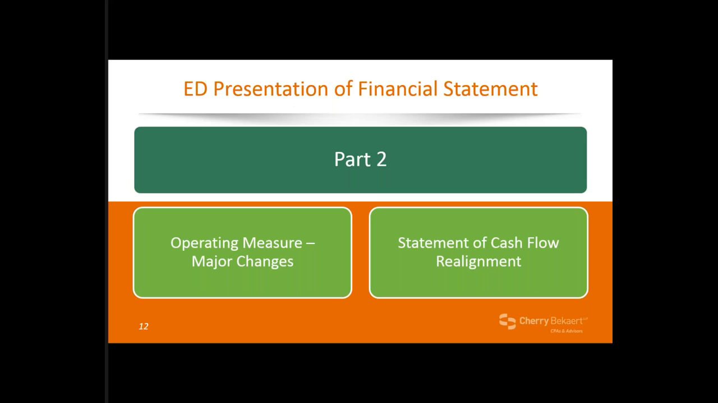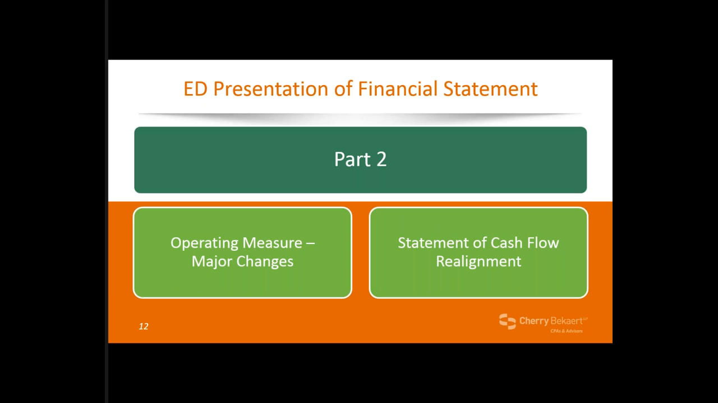Getting into part two of the exposure draft, part two covered two major areas: operating measures, which is what we're focusing on today, and also statement of cash flow realignment. Once there are some decisions or further comments coming out of the operating measures side, the statement of cash flow realignment is really just to realign the cash flow statement with any changes that are made to operating measures and the presentation of the statement of activities.